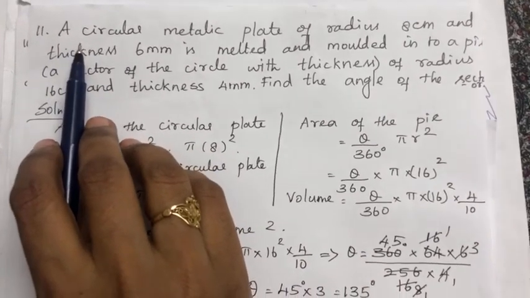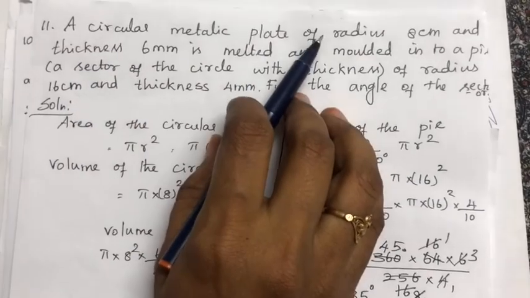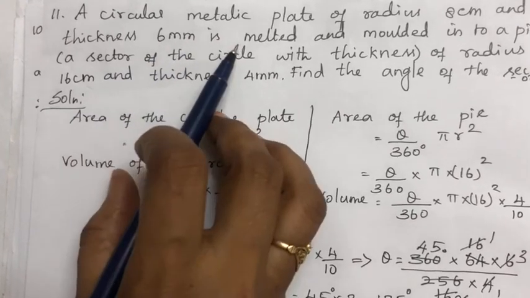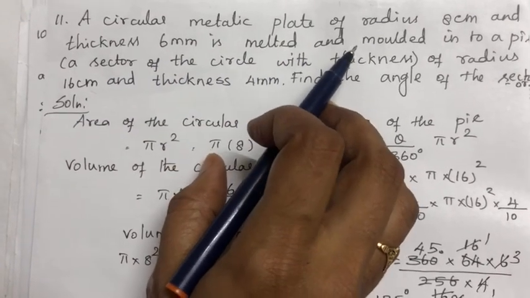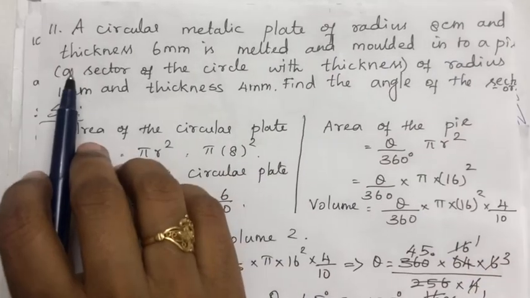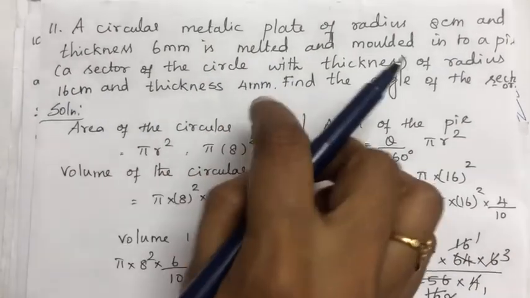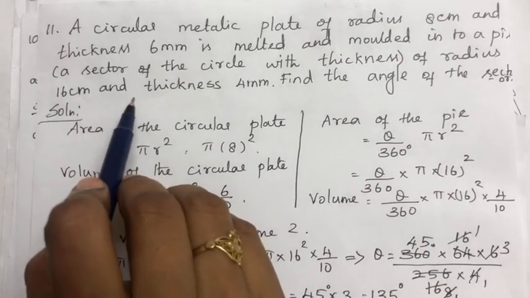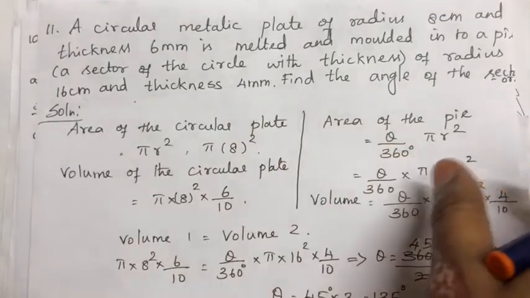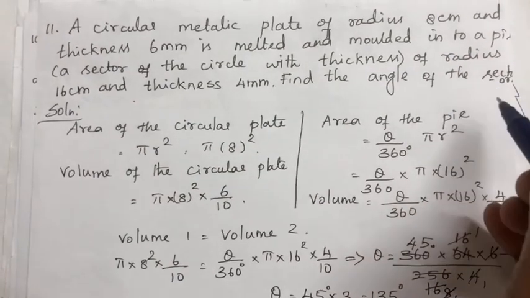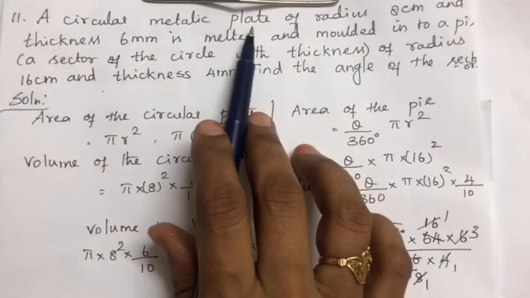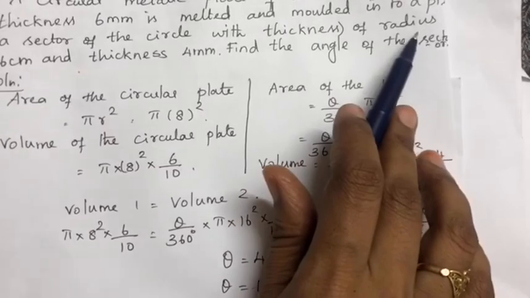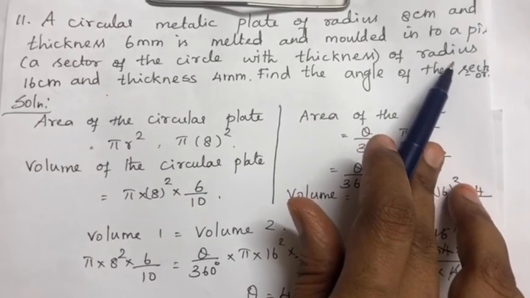11th. A circular metallic plate of radius 8 centimeter and thickness 6 mm is melted and molded into a pie. What is a pie? A sector of a circle with thickness, that is a pie. Of radius 16 centimeter and thickness is 4 mm. Find the angle of the sector. So, a circular metallic plate is melted and they make a pie shape out of it. Okay, they make a sector.